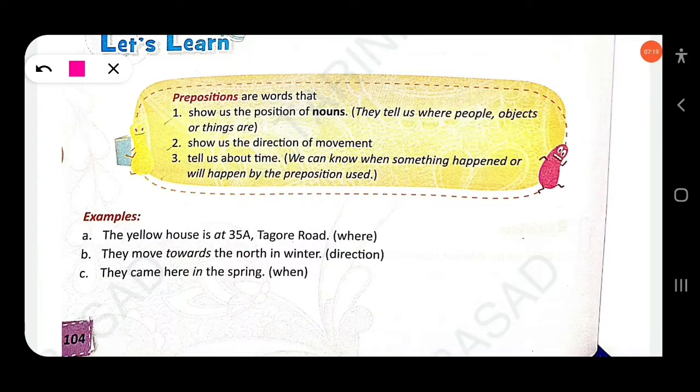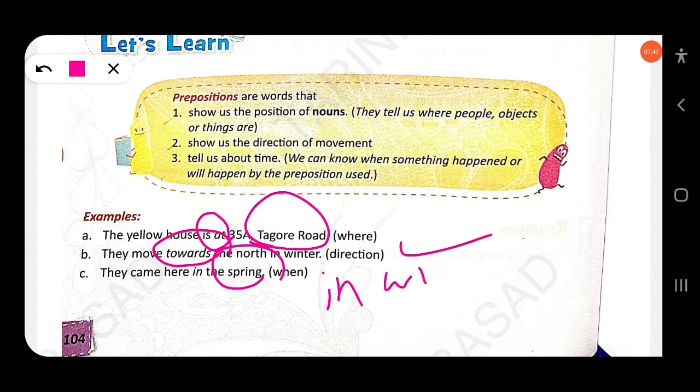Look at these examples. The yellow house is at 35A Tagore Road. We use at before an address. Similarly: They move towards the north in winter. Here towards indicates direction. They came here in the spring. Before a season we use in: in winter, in summer, in spring.